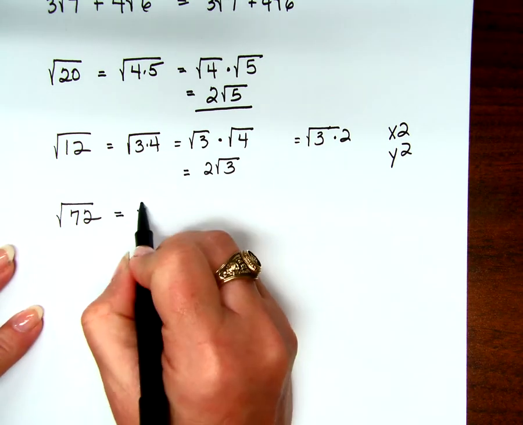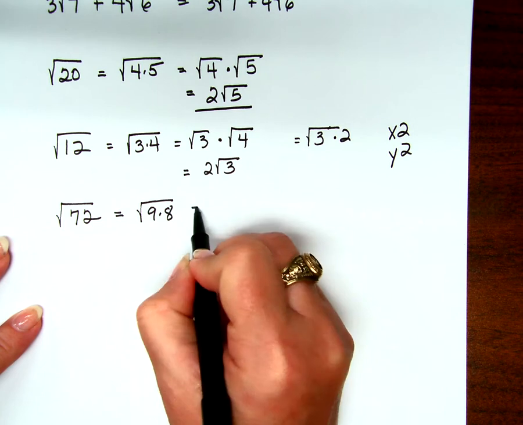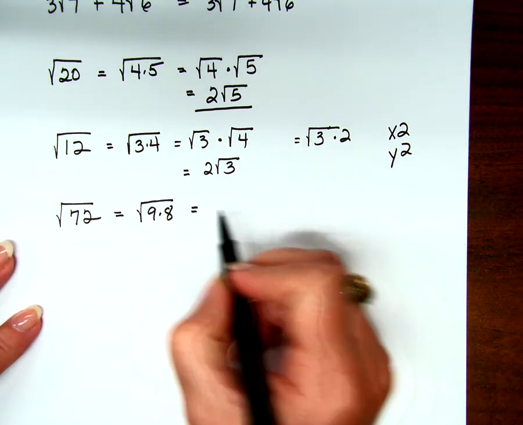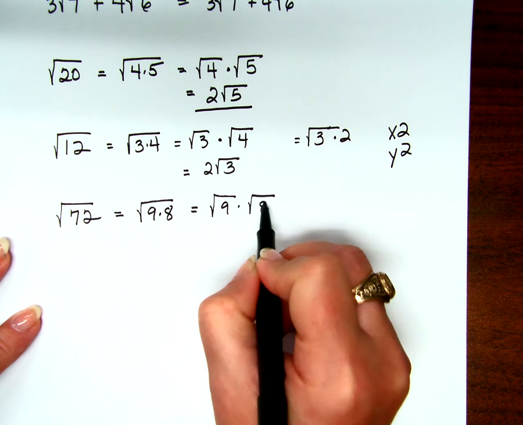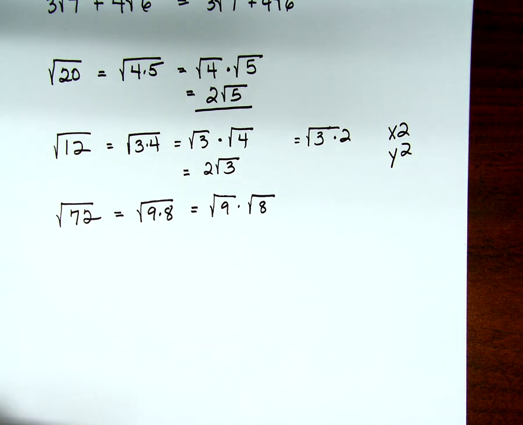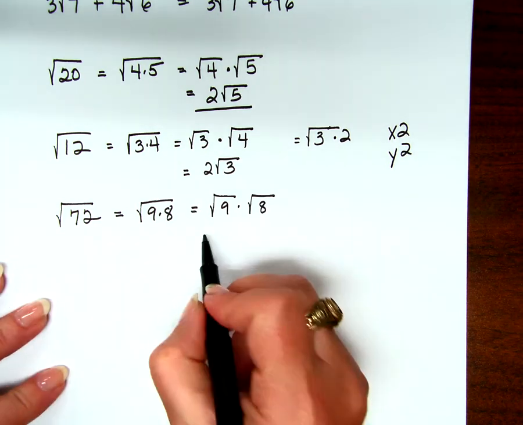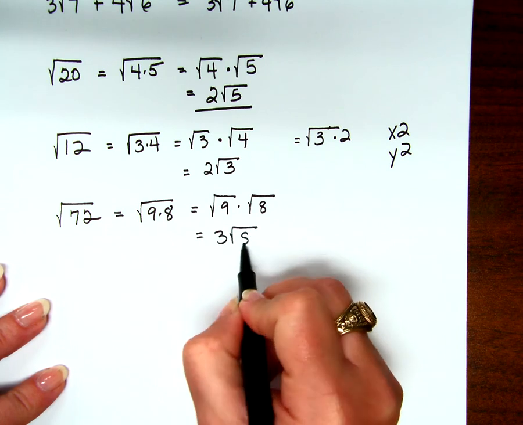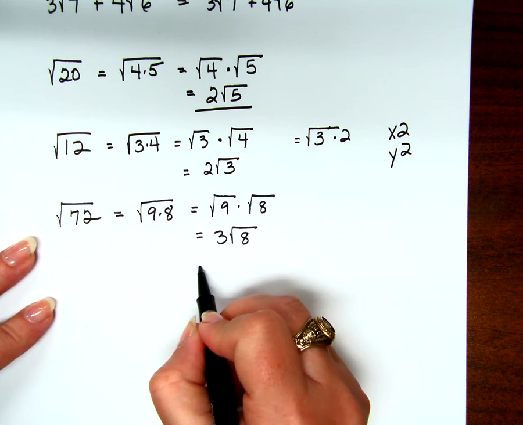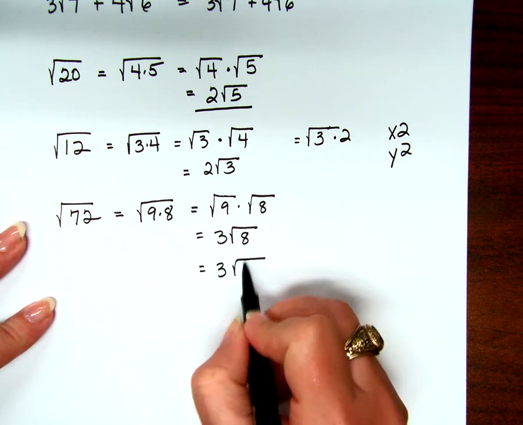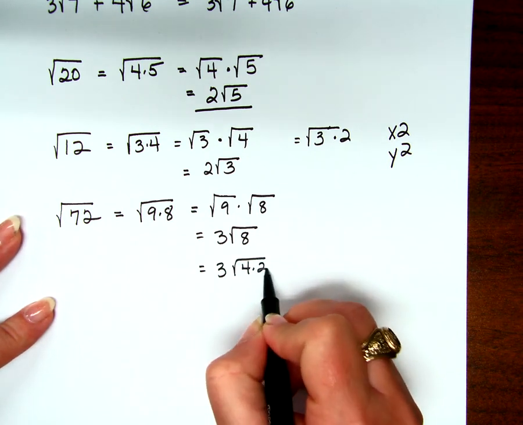Nine and 8. Here. And then what? So I'll tell you right now, you will not get that answer right because it is not completely simplified. Oh, 8, right? 8 is what? 8 is 4 times 2, isn't it?